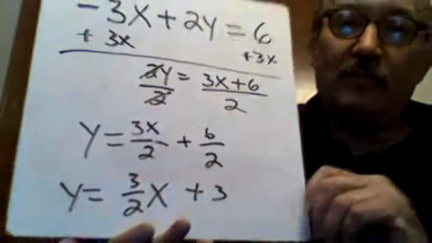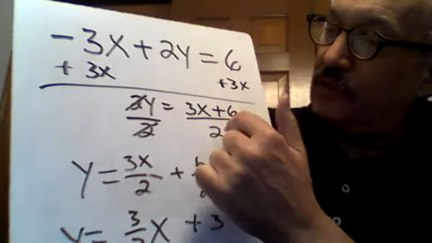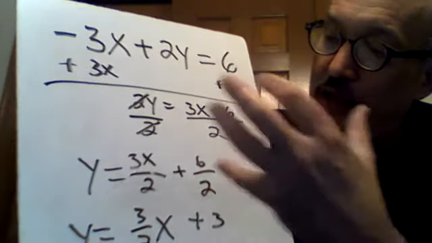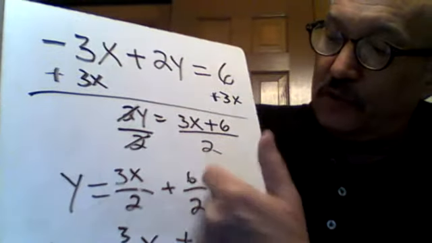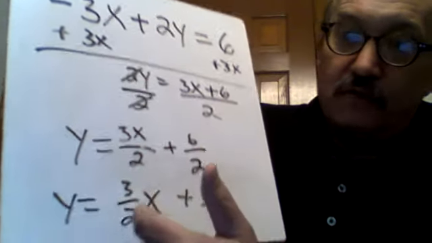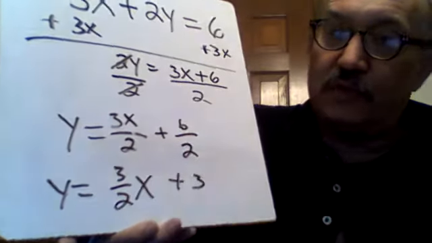So 3 halves times x, y equals, after doing the two steps, we got y equals 3x plus 6 over 2. And then we can go from that to y equals 3x over 2 plus 6 over 2. And finally to 3 halves x plus 3.